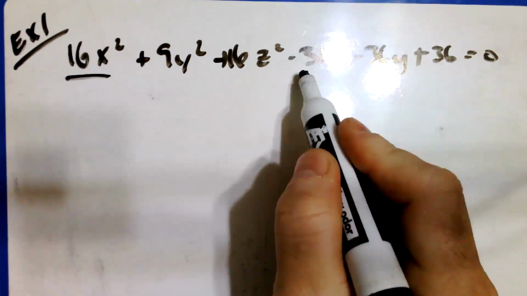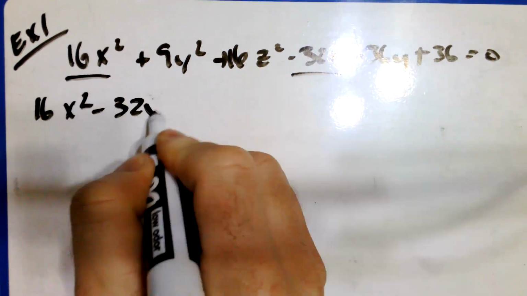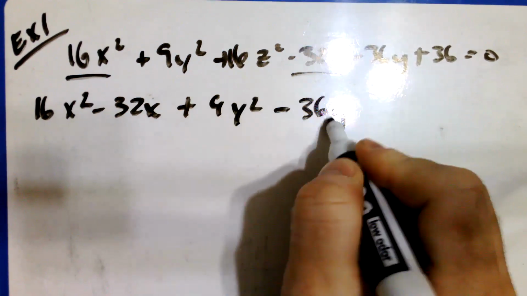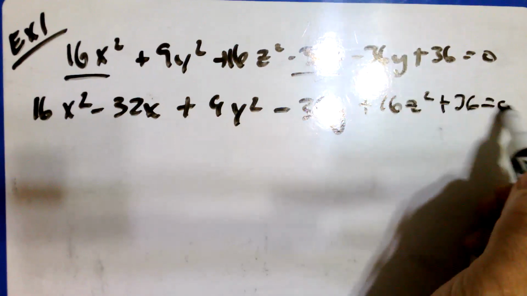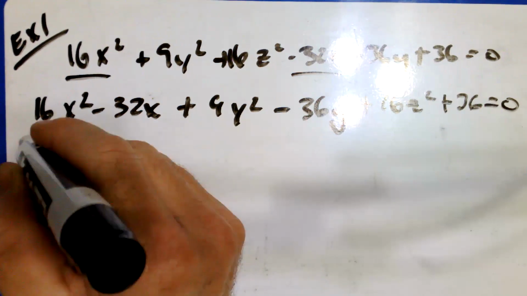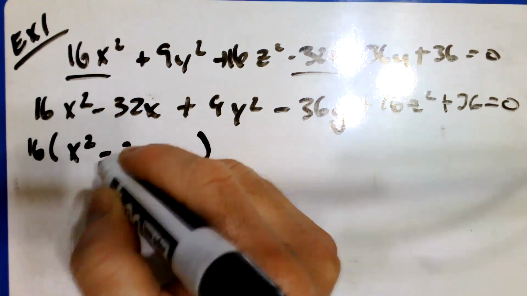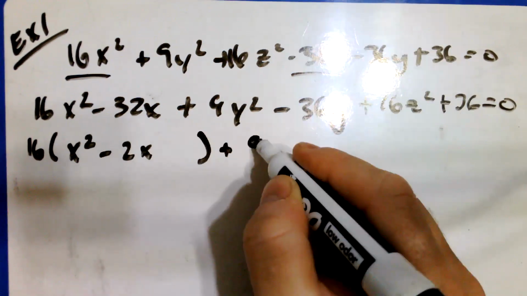We have a 16x squared and a minus 32x. So I'm going to write that first. And I have a plus 9y squared minus 36y plus 16z squared plus 36 equals 0. Completing the square, I notice that I can factor out a 16 from both of these quantities. And so that gives me something really nice to work with. And I'm going to leave a gap there because I'm going to be completing the square. And that's a nice reminder for that.